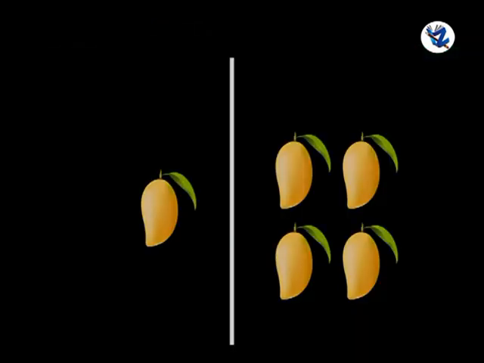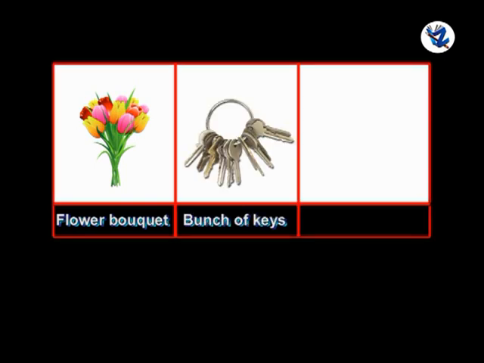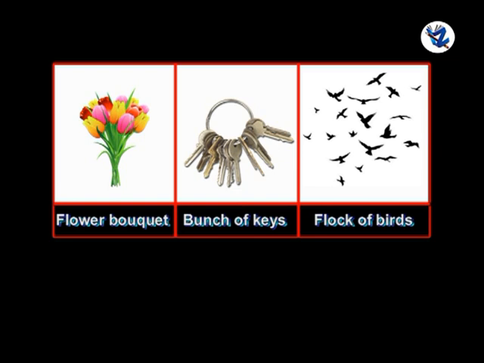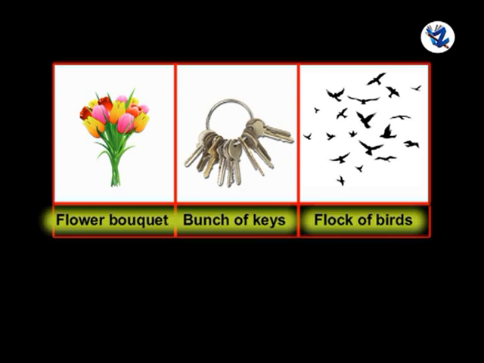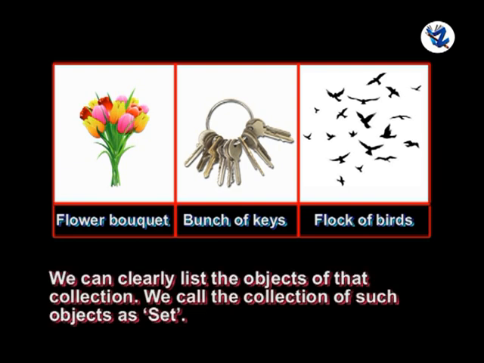Dear students, we know groups of different things. For example, it's a flower bouquet. It's a bunch of keys. It's a flock of birds. That means we use a special word for each of the collections. Here, in all these, we can clearly list the objects of that collection. We call the collection of such objects a set.